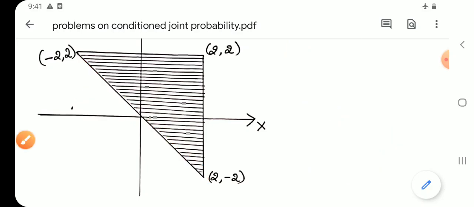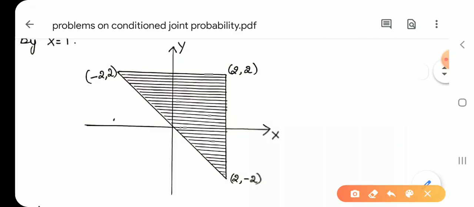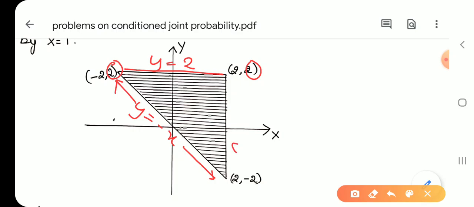Now let us come to the figure they have given. As I have discussed, this line is y is equal to minus x. Now, if you see here, this line is nothing but y is equal to 2. You can also understand this by seeing the y coordinates here. Y is equal to 2. And this is the line x is equal to 2.